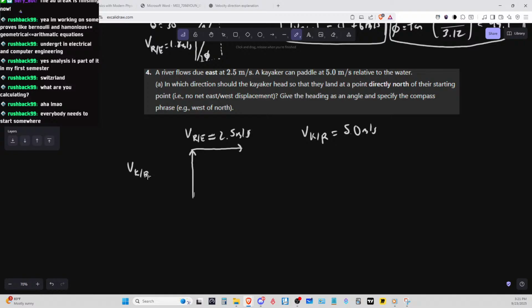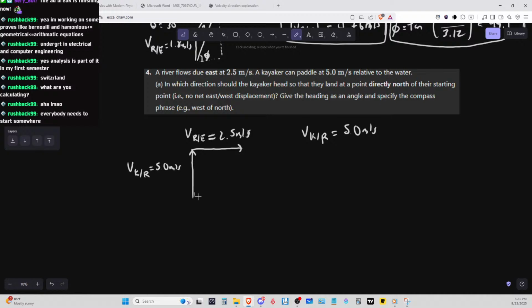The kayak relative to the river. Okay, so 30 degrees northwest. I mean, maybe you're right. So now, they paddle, and in which direction should the kayaker head so that they land at the point directly north of their starting point? Give the heading as an angle. Okay, so all right.